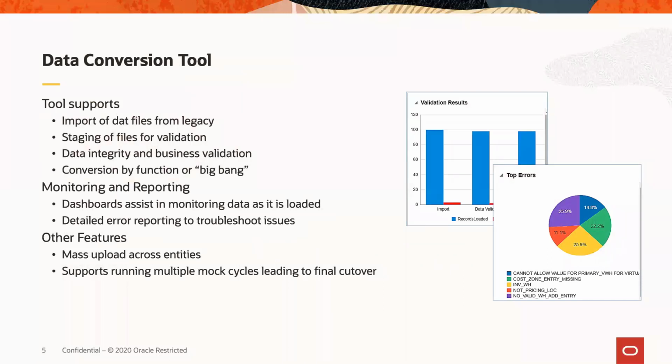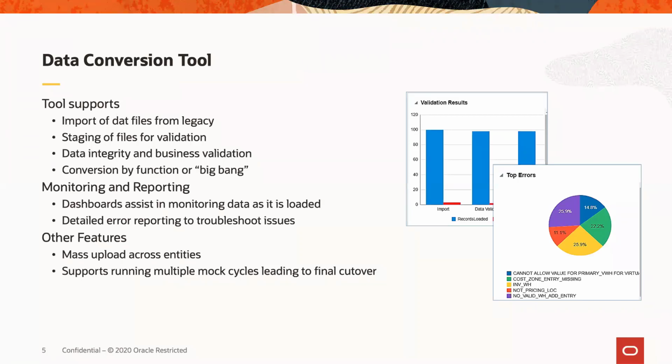So what is the data conversion tool? Some of you maybe have looked at it already or have heard about it. This is a way to load data in DAT files from legacy into a pre-production environment so that you can test and validate the data and kind of practice the conversion process. And then it ultimately would be a way to do that final cutover all the way from legacy into production at the end. So it's a tool to help support that.